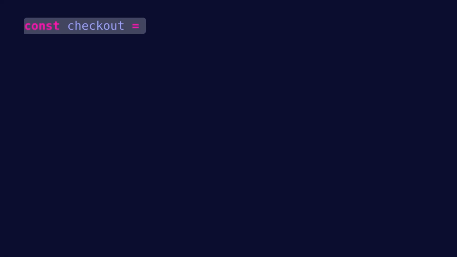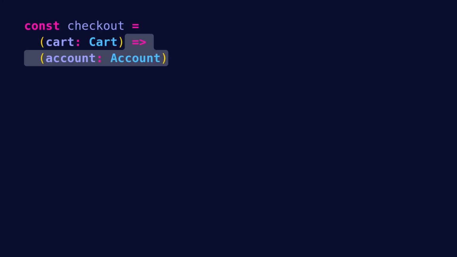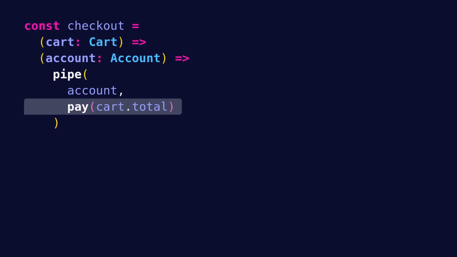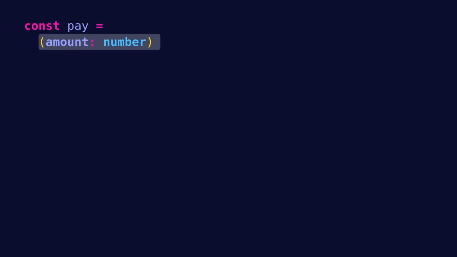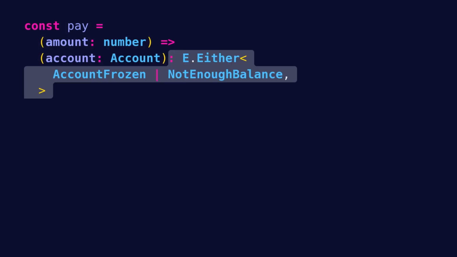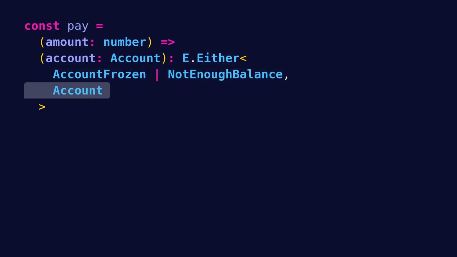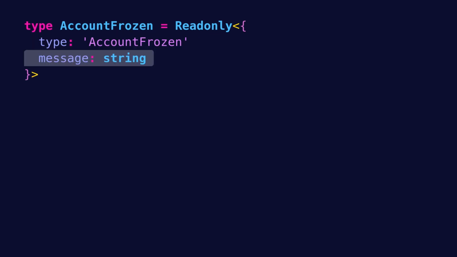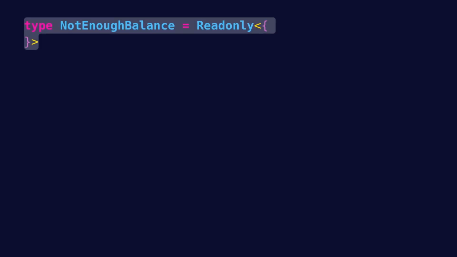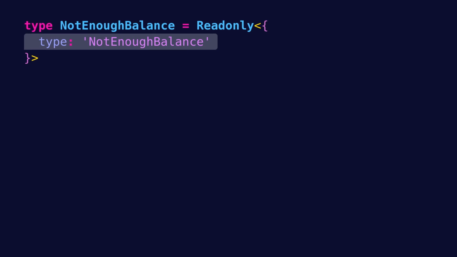The checkout function takes the cart and the account and pipes the account into a pay function to which it passes the amount to pay, which is just cart.total. Pay is a function that takes the amount to pay and the account and returns either an error that can be account frozen or not enough balance, or in the case of a successful payment, the account with the updated balance. The account frozen error is just an object that has a type and a message. Similarly, the not enough balance error is just an object with a type and a message.